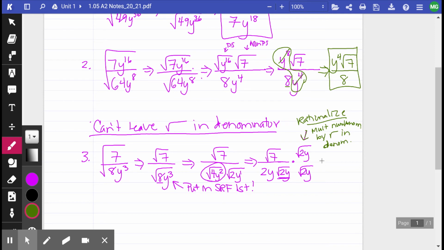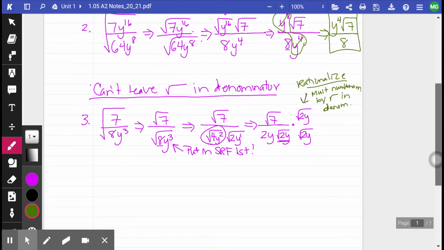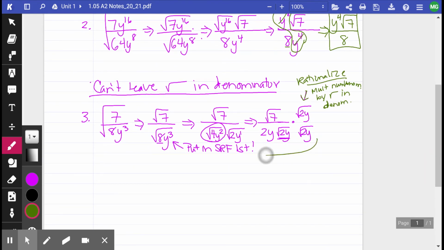Okay, so now that gives us, I'm going to actually go down here now. So I've got rad 7 times rad 2y, and what we talked about last class, you can multiply underneath the radical, so that gives me radical 14y. Rad 2y times rad 2y is just 2y. Whenever you multiply a radical by itself, you're left with whatever's under the radical.